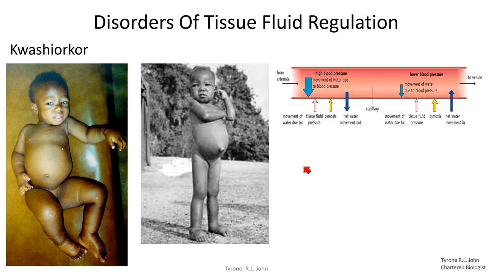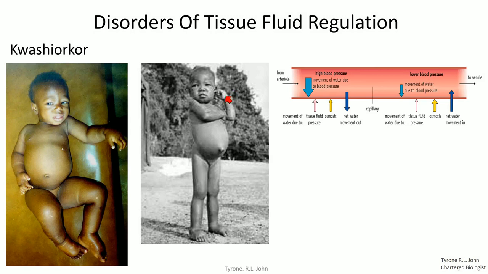So the question now remains is, what has caused the water potential of the blood at the venule end to be too high? Well, it's a diet issue, okay, and it's to do with proteins. On the previous slide I told you that you get a high concentration of proteins at the venule end because the water has been lost.